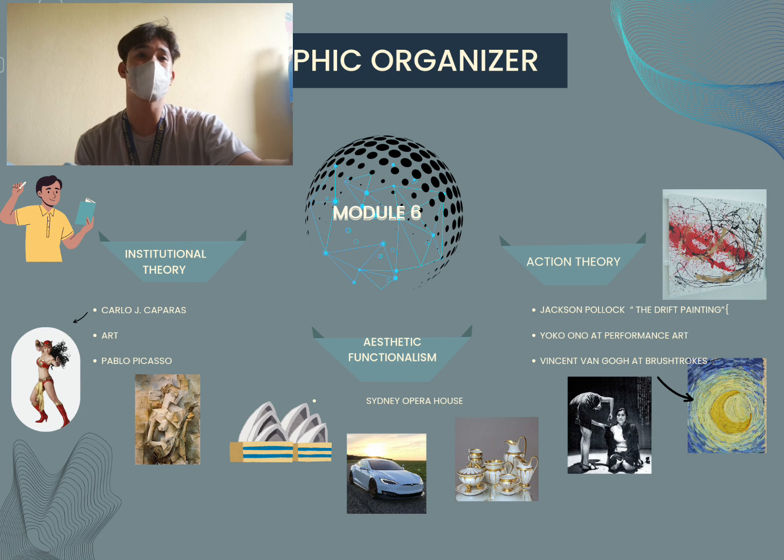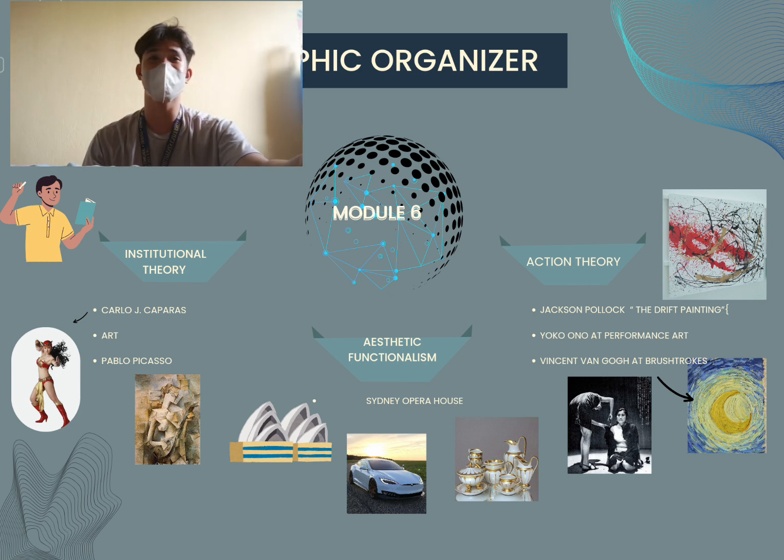Then one of the best examples here is the Sydney Opera House. The Sydney Opera House is one of the most famous buildings in Australia, an important symbol and a prime example of modern architecture. Why is it one of the best examples? Because the Sydney Opera House is not just beautiful, it's also functional. Its beauty always goes with function.